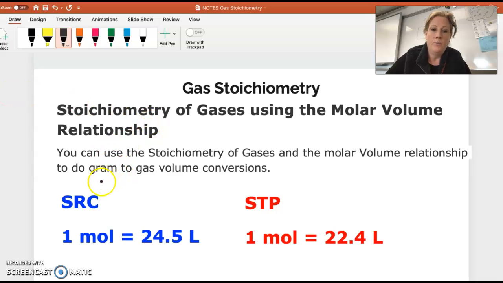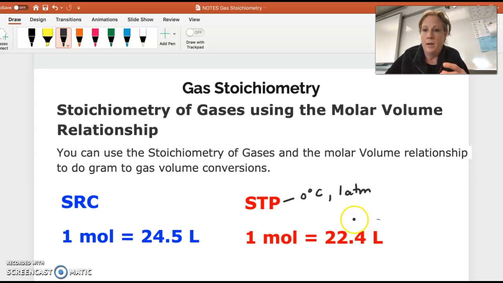And what we're using is the fact that 1 mole of any gas at standard temperature and pressure, remember that would be 0 Celsius, 1 atm, is going to occupy 22.4 liters. So that's about 11 2-liter bottles of soda or whatever, but would be made up of some kind of a gas.